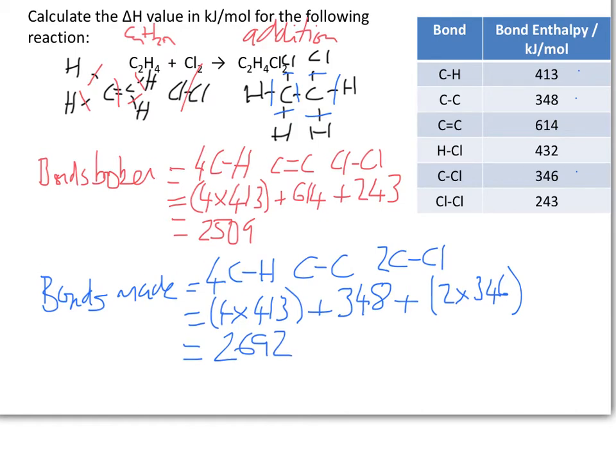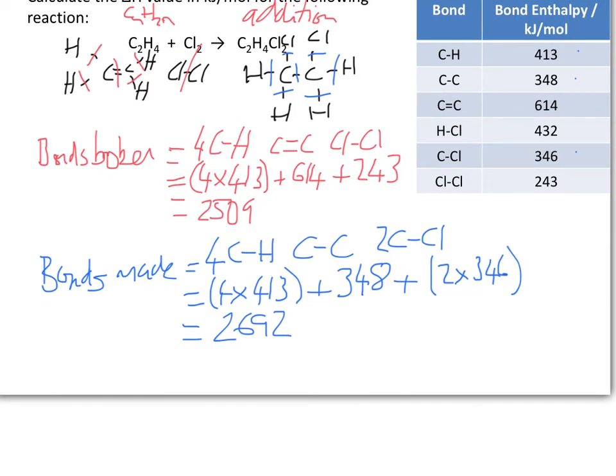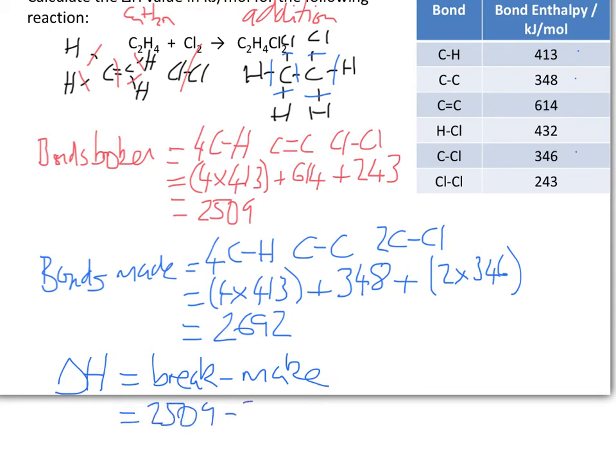And hopefully remember what we used in the last video. So delta H equals the breakup minus the makeup. So 2509 minus 2692, and type that into your calculator, and you should get minus 183 kilojoules per mole. I'm going to write it to the minus 1. Do I want to save the project? Cancel. Here we go, to the minus 1. And that's your final answer.